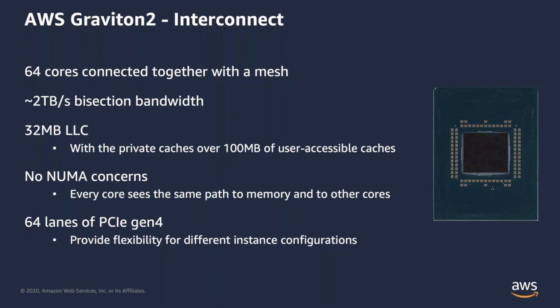Also, the memory topology on that processor is flat, so you will have no NUMA concern. Every core is going to see the same path to the memory and to other cores. So from an application developer perspective, it means that wherever you allocate the memory, you will access it in constant time. It also provides 64 lanes of PCI Express Gen 4, which provides a wonderful flexibility for different instance configurations.